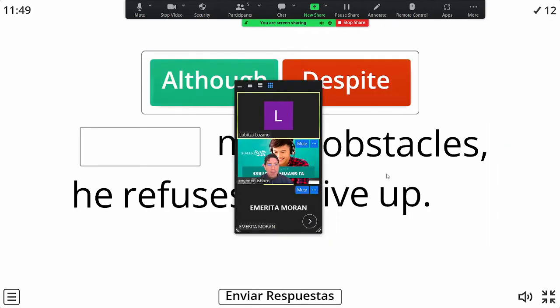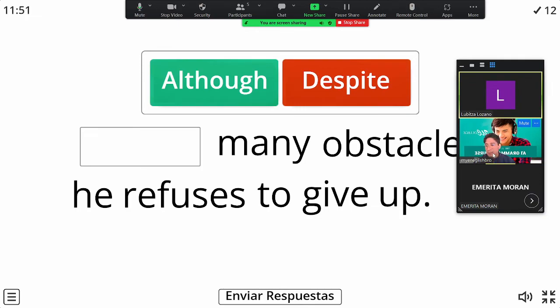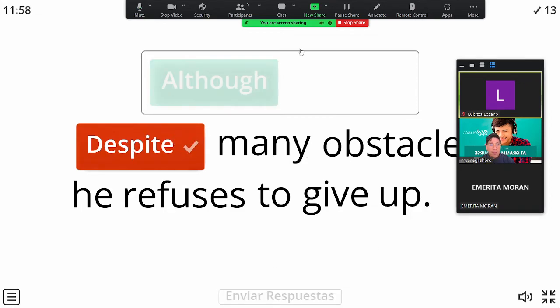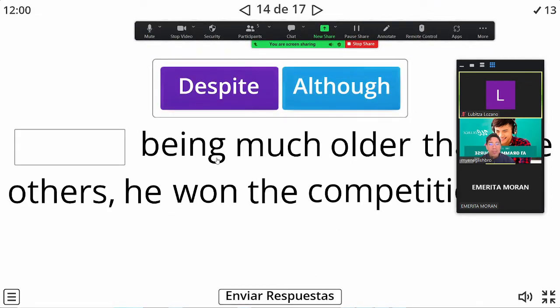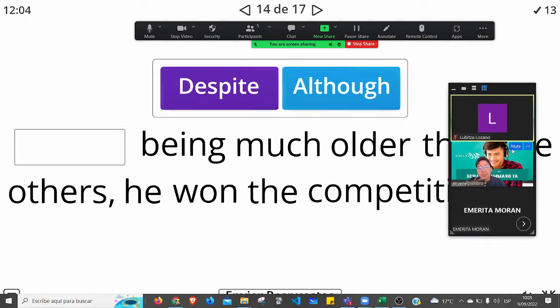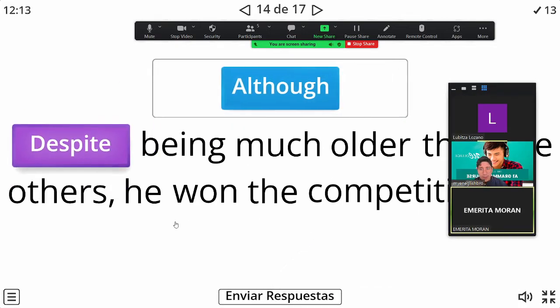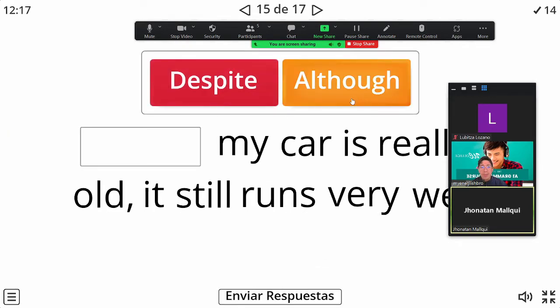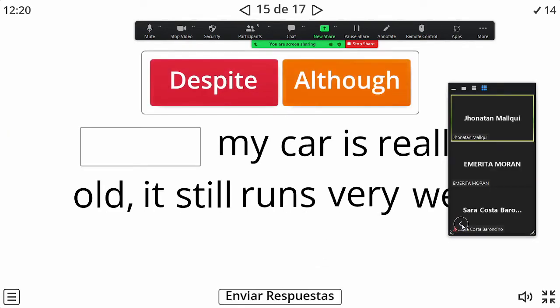Next, many obstacles. ¿Qué va allí? Although or despite? Despite, porque despite es el único que trabaja con sustantivos. Pretty good. Nos faltan 4. Being much older than the others, he won the competition. Despite. Next one. Despite or although? Despite.